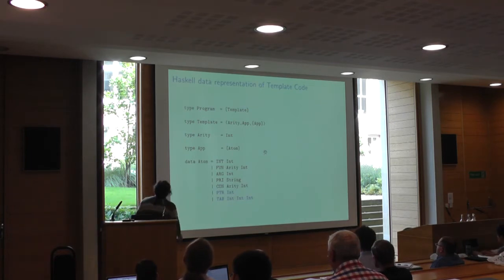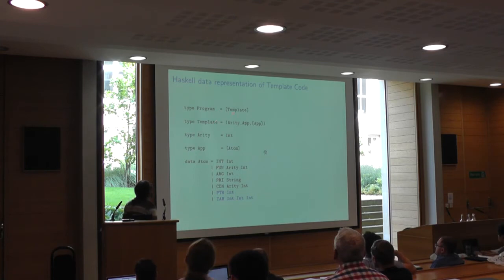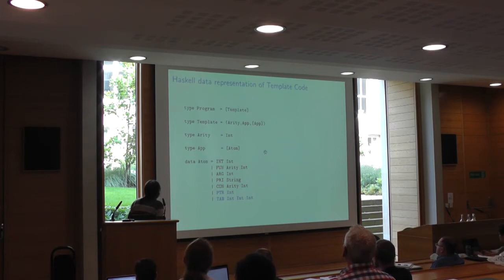So this is the Haskell data representation of the template code, which means a program is a list of templates, and every template is a function definition, which consists of an arity, an application, and a list of applications. This application is a list of atoms, and here we have every single atom. This is for numerical values. This is functions: the arity of the function and the index of the function in the template list. The arguments of the function.